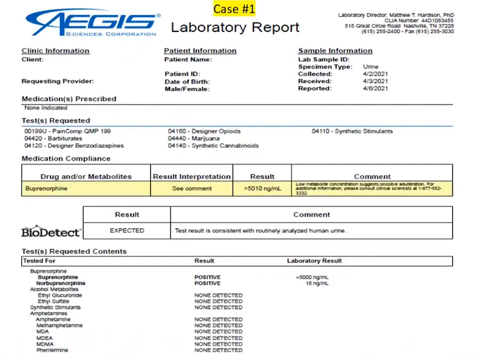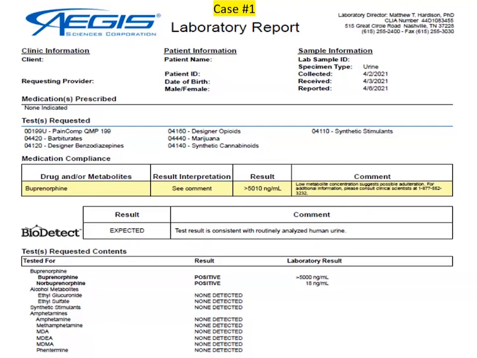So in our first case, from April of this year, the patient was on a buprenorphine containing product, and their results showed a greater than 5,010 nanogram per milliliter amount of buprenorphine, with a comment that says low metabolite concentration suggests possible adulteration. For additional information, please consult the clinical scientists at our phone number. That's our clinical pharmacist group's telephone number, available to be reached for bizarre situations like this.